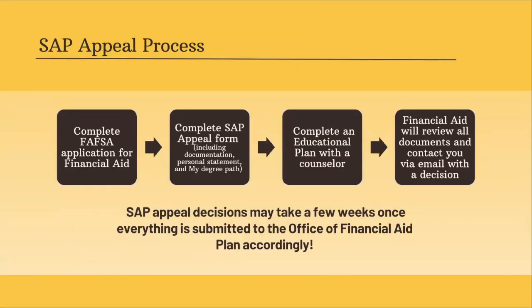Now, the SAP appeal process. First, you complete a FAFSA application for financial aid for the appropriate academic year. Then complete a SAP appeal form, including documentation, a personal statement, and a copy of your My Degree path. Then you would complete an educational plan with a counselor. And finally, financial aid will review all documents and contact you by way of email with a decision.